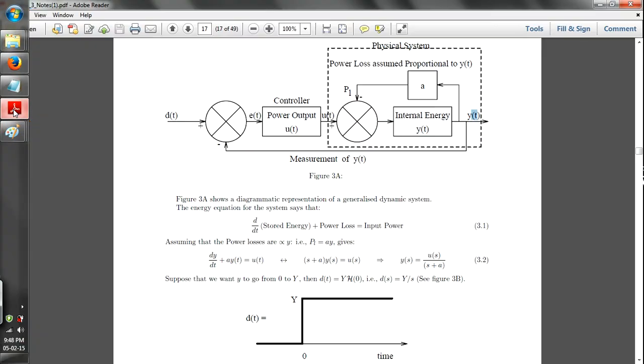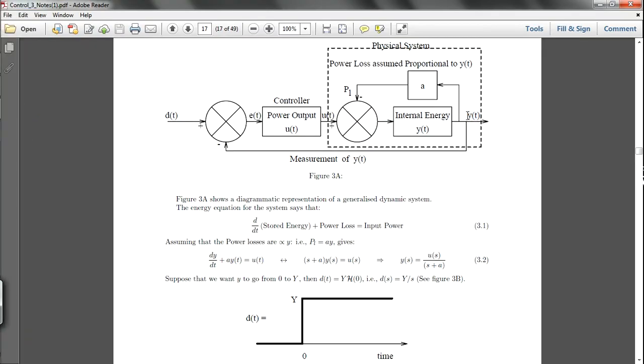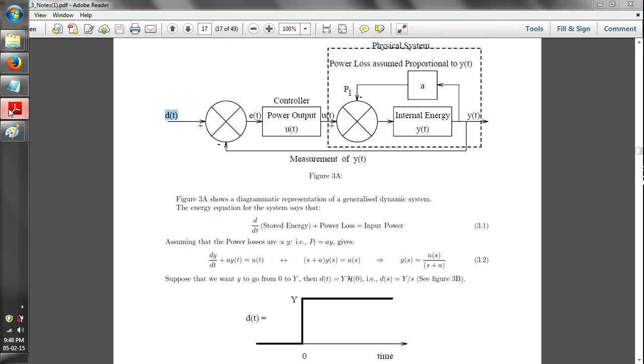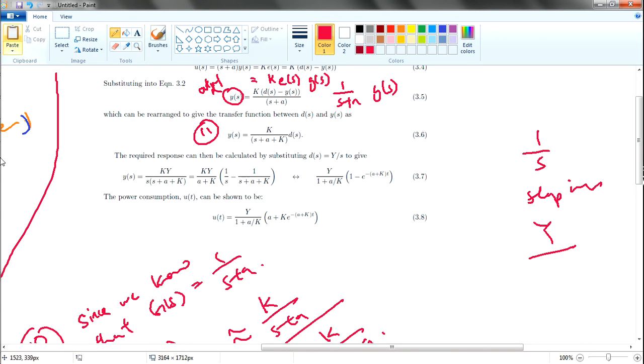Just to make it clear, just now I said this y is the output. Yeah, I was wrong. The y is actually the input. So this y is actually the input. So y over s.